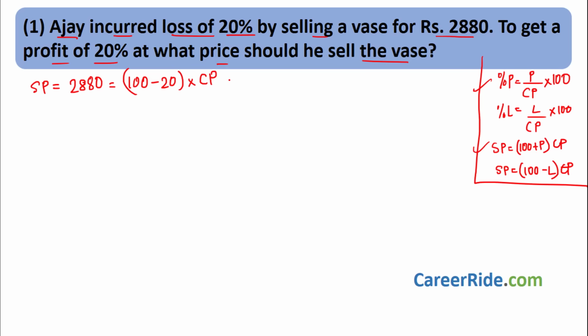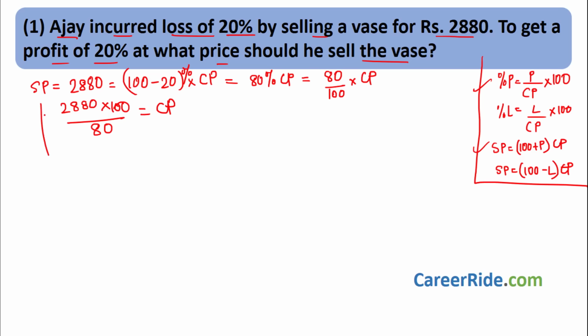So what will we get? We will get 2880, and 100 minus 20% into cost price would be 80% of cost price, that would be 80 upon 100 multiplied by cost price. So over here what we will get? 2880 into 100 divided by 80 is nothing but the cost price. This is the cost price of the vase.